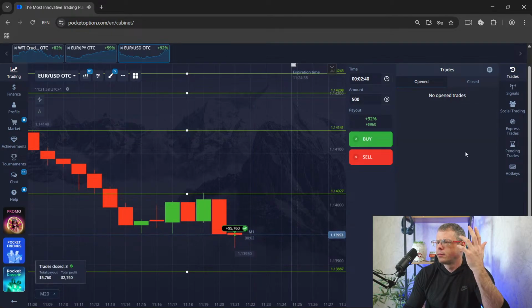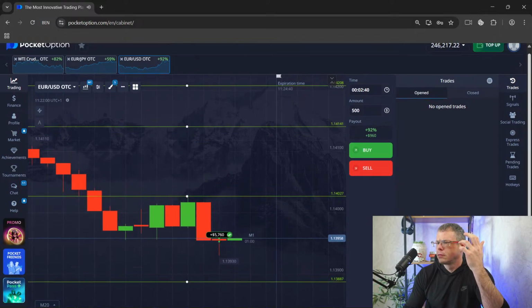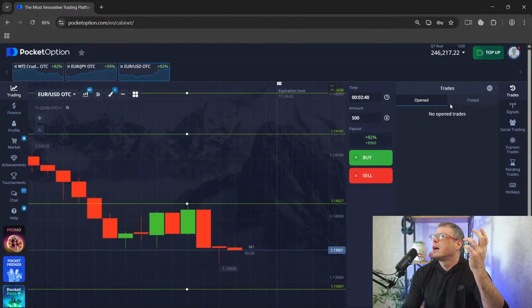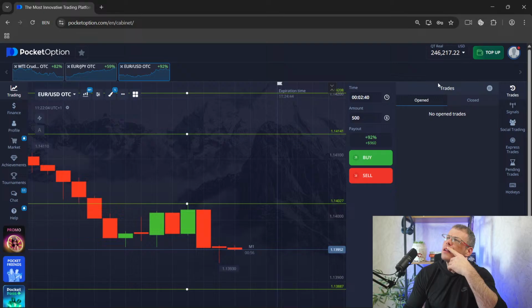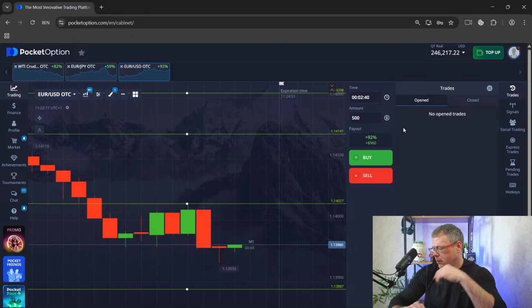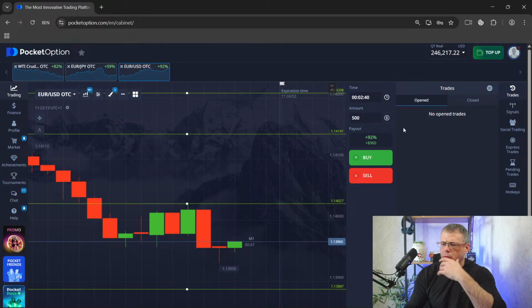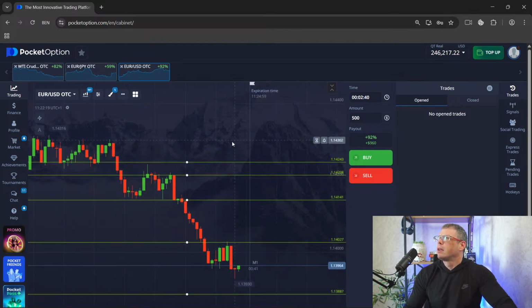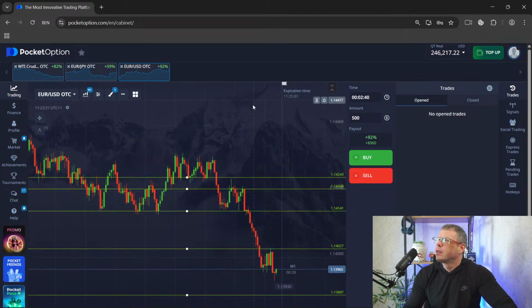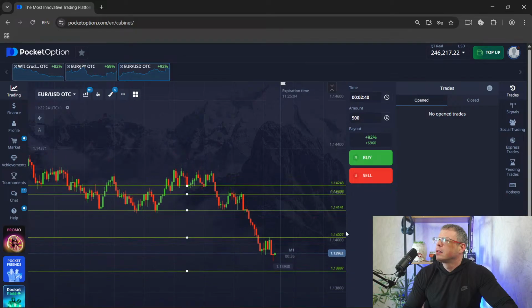And jackpot, 246,000. So 4 grand today in profit. 4 grand in literally just like 10 minutes. Very, very good. All right. So that kind of shows where I want to be trading.